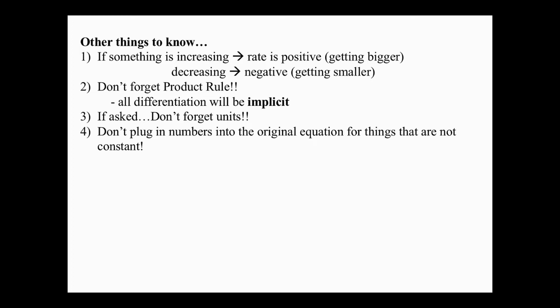Remember, if it says the rate is decreasing, that's going to be a negative number. If it says the rate is increasing, that's a positive number. Product rule, we will have to use the product rule today. All differentiation is implicit. That's important to know. Units we don't really worry about until the end. Don't worry about units until the very end, and then label. Don't plug numbers into the original equation for things that are not constant. We'll talk about what that one means as we go.